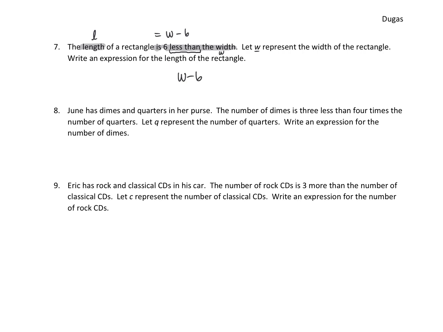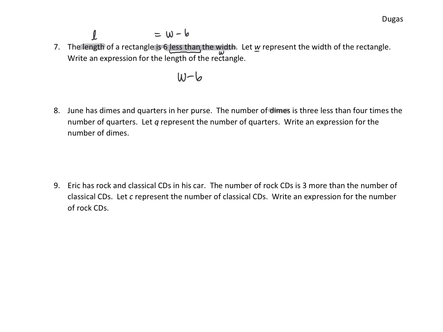Number 8, June has dimes and quarters in her purse. The number of dimes is 3 less than 4 times the number of quarters. Let Q represent the number of quarters. Write an expression for the number of dimes. So let's say D is dimes and Q is quarters.